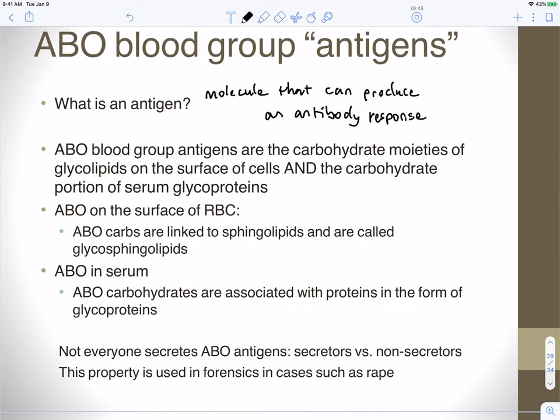So ABO on the surface of the red blood cells are linked to sphingolipids, and therefore they're called glycosphingolipids. The ABO antigens in serum are carbohydrates, and they're associated with proteins in the form of glycoproteins. One thing to keep in mind is some people have secreted ABO antigens, so those would be those in the serum. Not everybody secretes ABO antigens; they're only found on the surface of blood cells. The property of secretors versus non-secretors can be used in forensics for cases such as rape, for example.